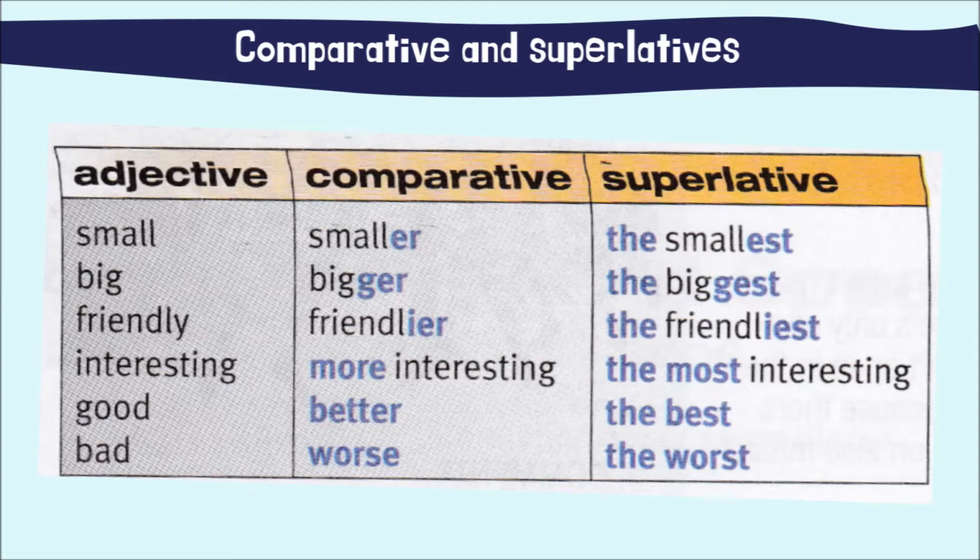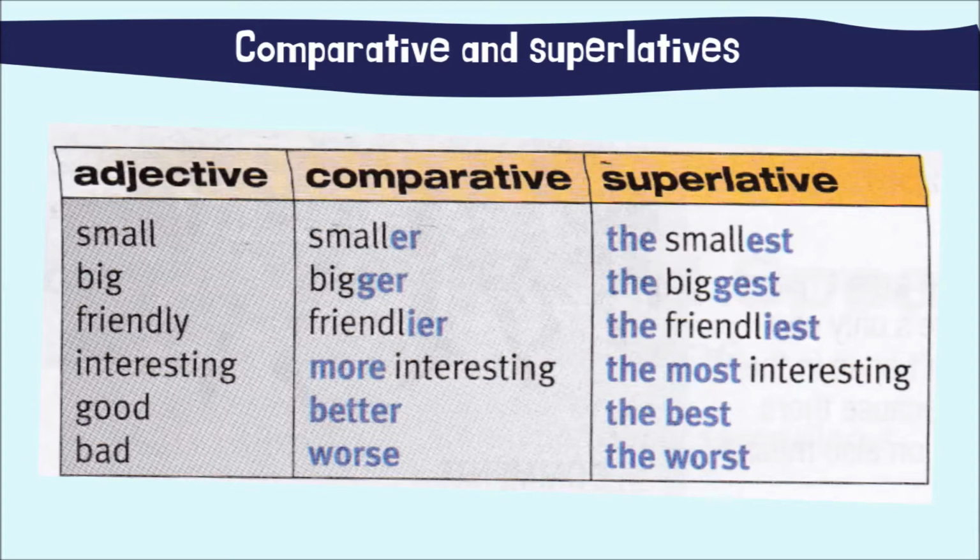And the last one is the adjective bad. Bad ni apa? Teruk. The comparative for bad is worse. Lebih teruk. Bad ni dah teruk dah. Kalau worse ni lagi teruk. And the superlative for adjective bad is the worst.